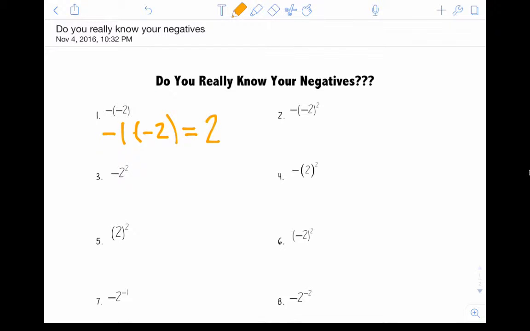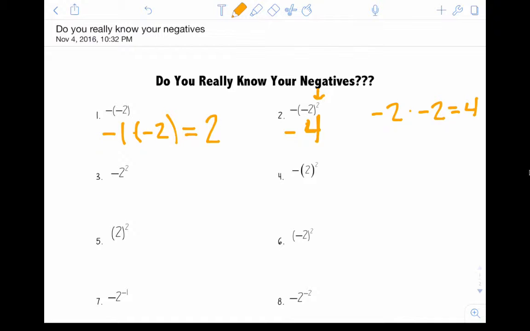Number 2, we have a nice exponent right here. And so it includes the negative that's inside of the parentheses, but then there's still a negative outside of the parentheses. So that guy's just going to be hanging out on his own over here. And then the negative 2 squared is negative 2 times negative 2, which is a positive 4. So I'm going to put that right here. So my answer ends up being negative 4.